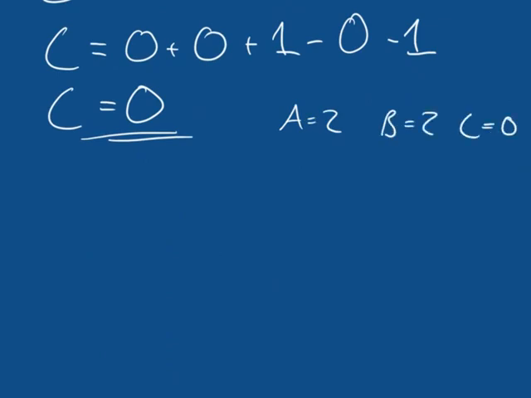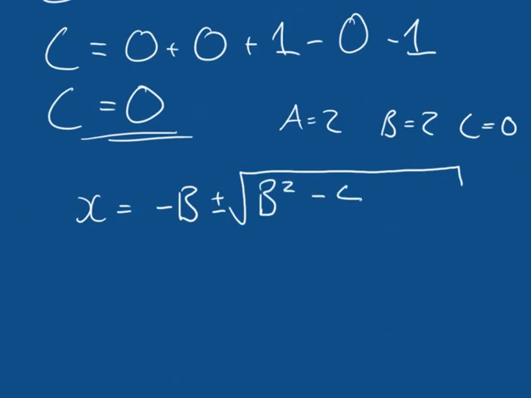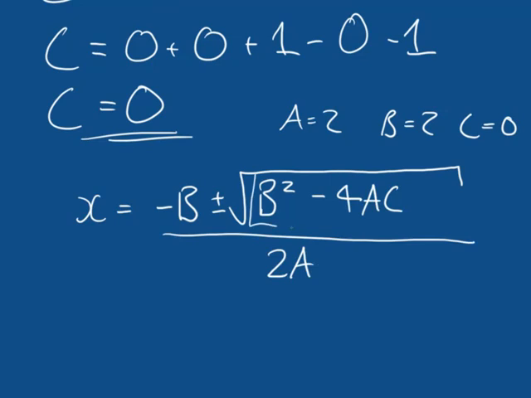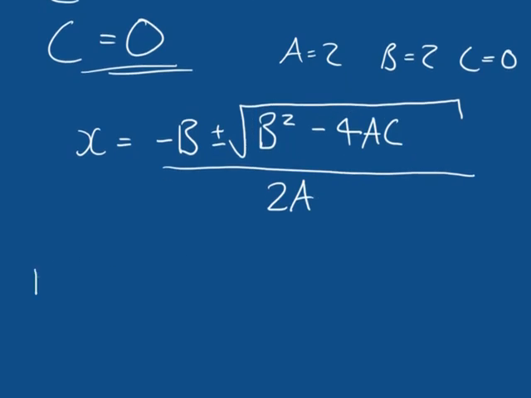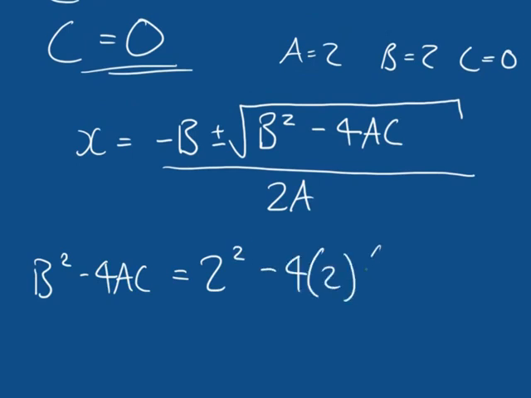We can now take these and plug them into our quadratic formula. So again, what do we know about our quadratic formula? We know that x is equal to minus b plus or minus the square root of b squared minus 4ac, divided by 2a. The first thing we're going to calculate is b squared minus 4ac to determine how many points of intersection we have. So b squared minus 4ac is going to be equal to b squared, which is 2 squared, minus 4 times a, which is 2, times c, which is 0.